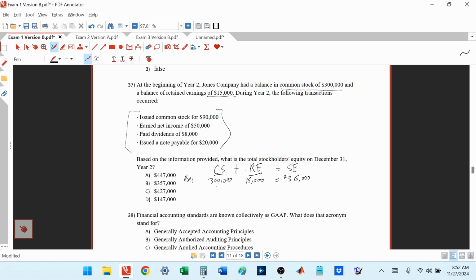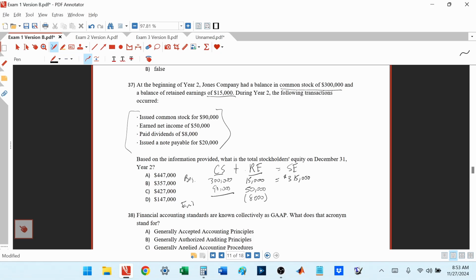Issued common stock for $90. That makes common stock go up by $90. Earned net income of $50. That makes retained earnings go up by $50, right? Beginning retained earnings plus net income. Dividends are $8,000, minus dividends. That makes retained earnings go down by $8. And issued a note payable for $20. That affects liabilities. It doesn't affect common stock or retained earnings.